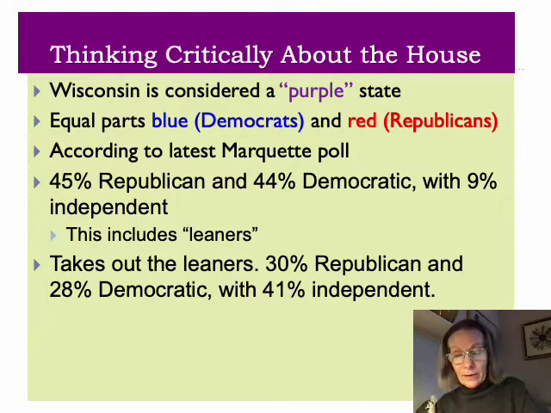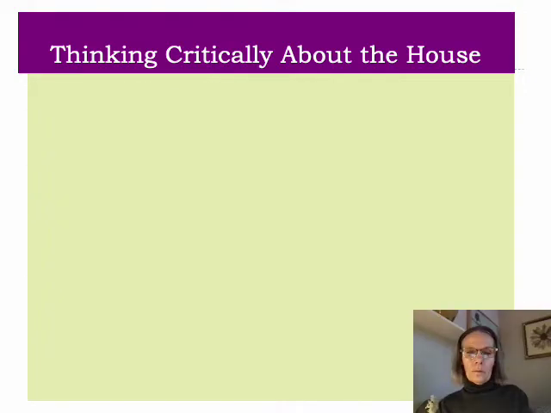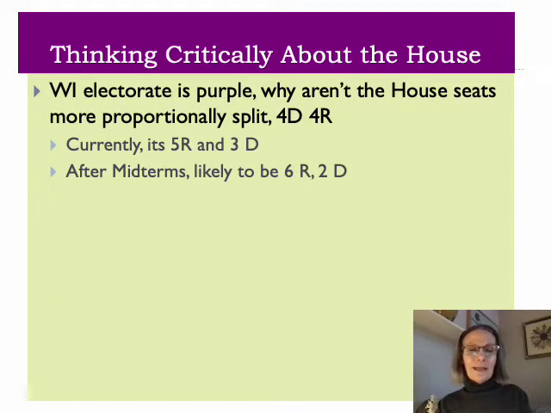When you take leaners out and just ask people, do you identify with the Republican Party, the Democratic Party, or do you consider yourself neither? You get a different picture of Wisconsin. When you take out the leaners, 30% of people in Wisconsin identify as Republican, 28% identify as Democrats, and 41% identify as independents. So the Wisconsin electorate is purple, as we just saw on the previous slide.